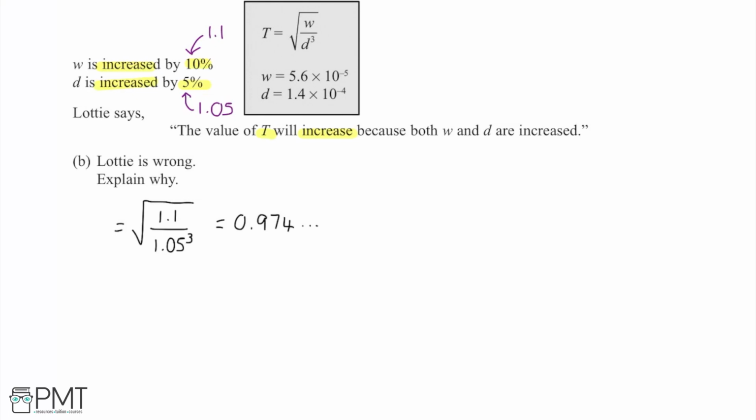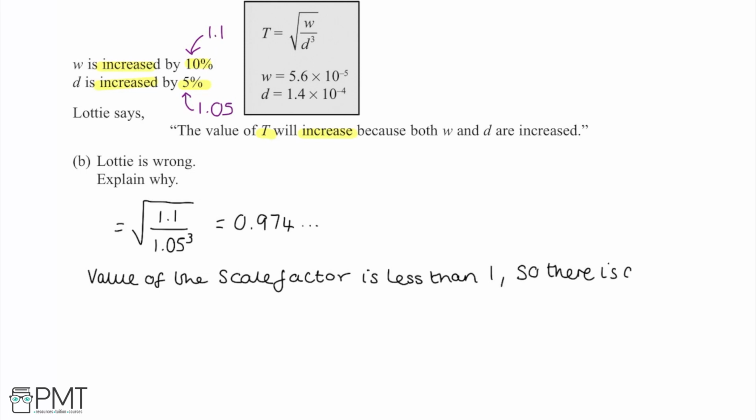So to put that into words, if we say that the value of the scale factor which we've calculated for t is less than 1 in this instance, so there must be a decrease in t, as multiplying any value by a value less than 1, this value of 0.97, is going to give us a decrease in the original value.